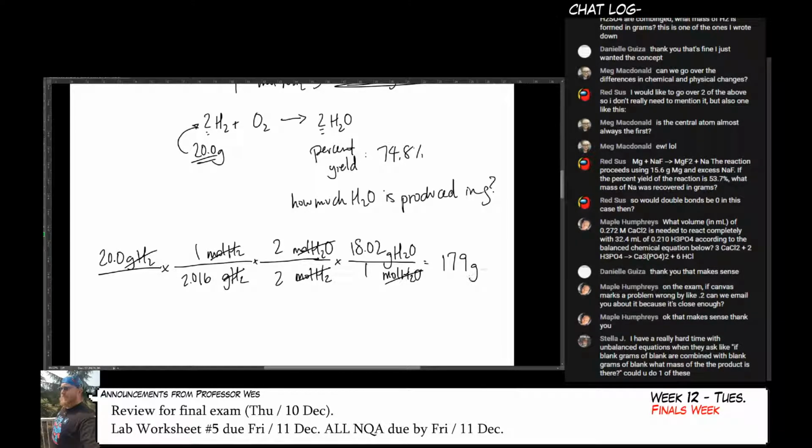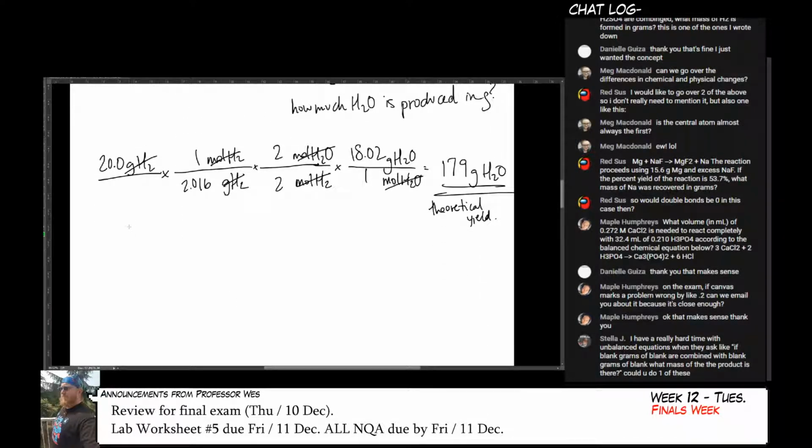So that's 179 grams of water, and this is the theoretical yield. So in theory, you could make 179 grams of water out of 20 grams of hydrogen. The remainder is oxygen. You just need to put that in there.